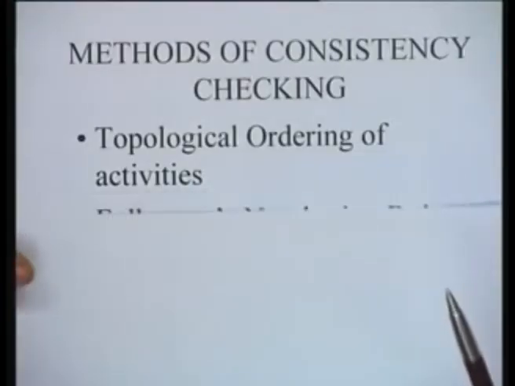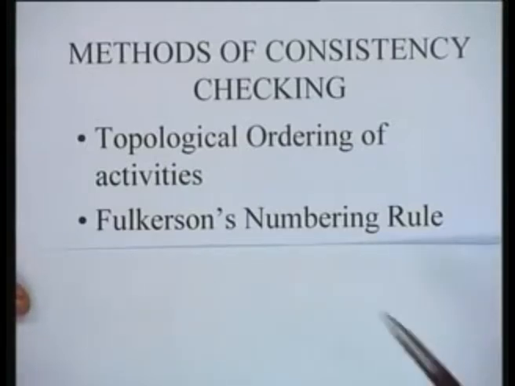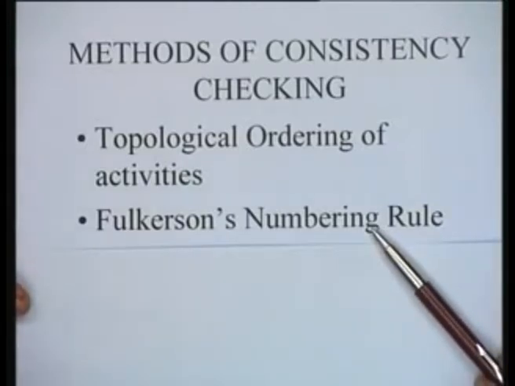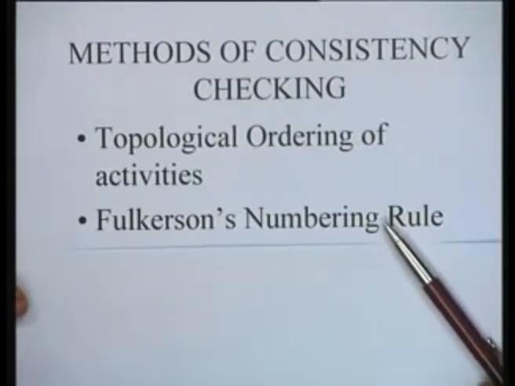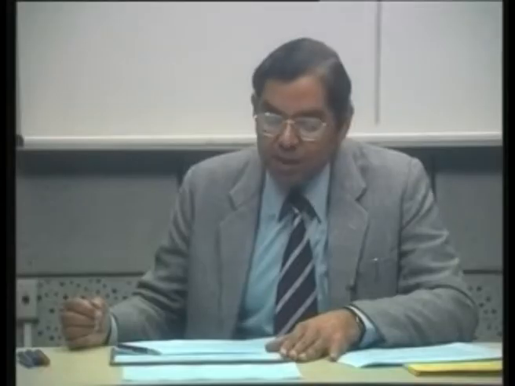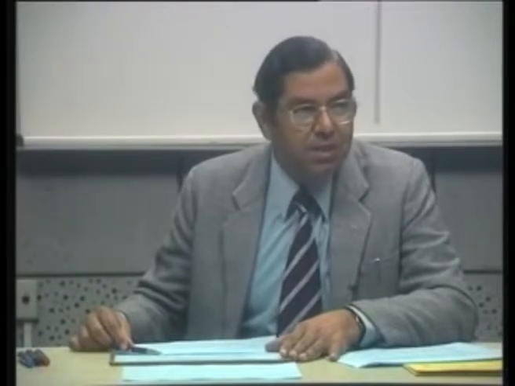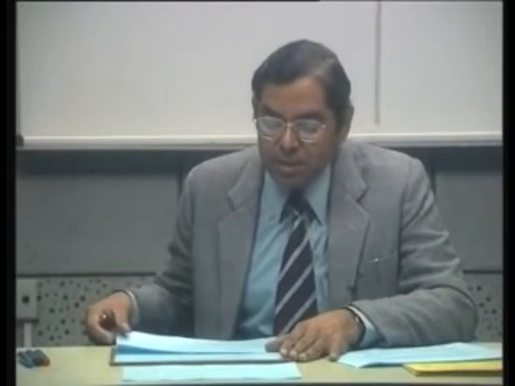The second method for checking consistency of project networks is Fulkerson's numbering rule. Fulkerson's numbering rule is actually a procedure by which we take a network and number the nodes of the network in such a manner that for every activity going from node i to node j, the node number i is strictly less than node number j. If you can accomplish this numbering, it shows that there is no inconsistency in the network. So this is again a very effective, very simple procedure for checking consistency of project networks.